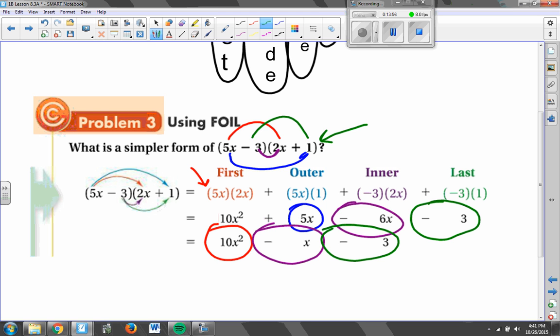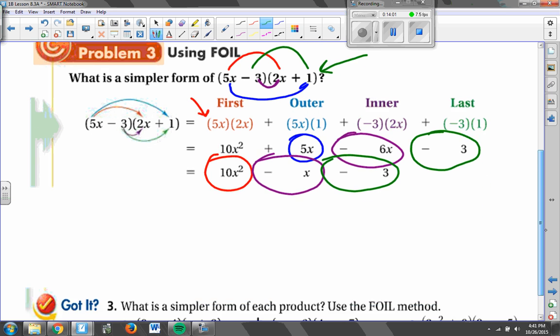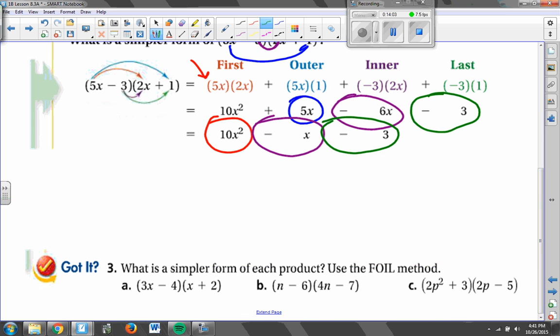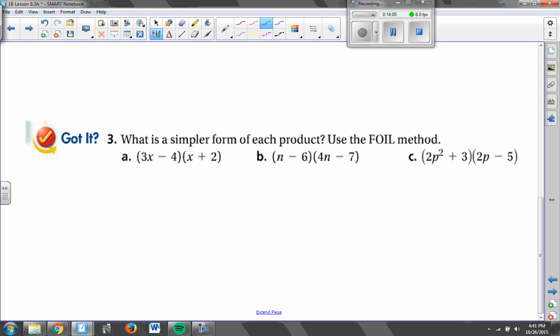I need to see that in your notes tomorrow. The only other thing that I need to see in your notes tomorrow is you practicing the FOIL method 3 times. Here in Got It, number 3 at the top of page 500. Do each of these 3, A, B, C. Show me that you know the FOIL method, you've mastered it, you can do it. If you need to re-watch what I did up top, go ahead and do that. If you have any questions about what I did up top, please make a note to ask me in class tomorrow.